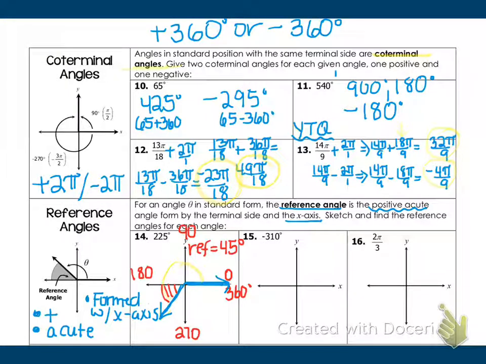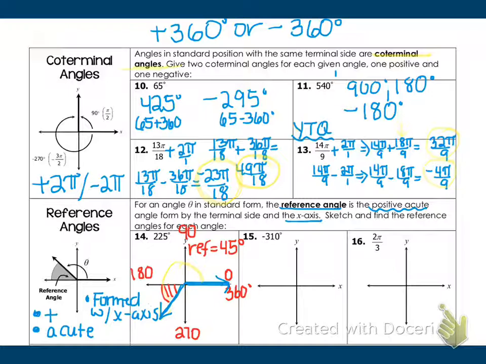Now the thing you need to know with reference angles is it doesn't matter which direction you're going to get back to the x-axis. Reference angles are never considered to be negative, so you don't have to worry about which direction you're going to get to the x-axis and making it negative or whatever. They're always going to be considered positive.